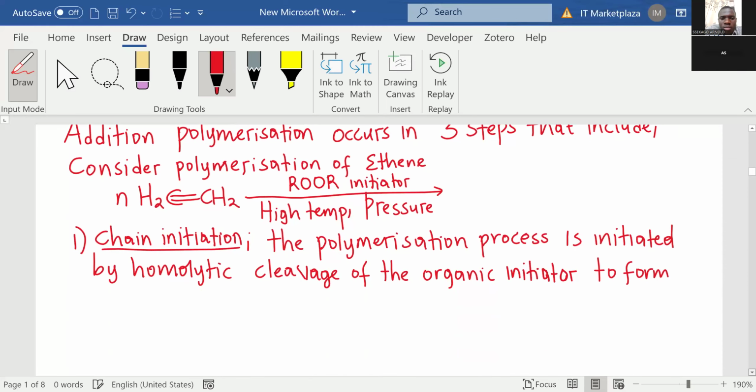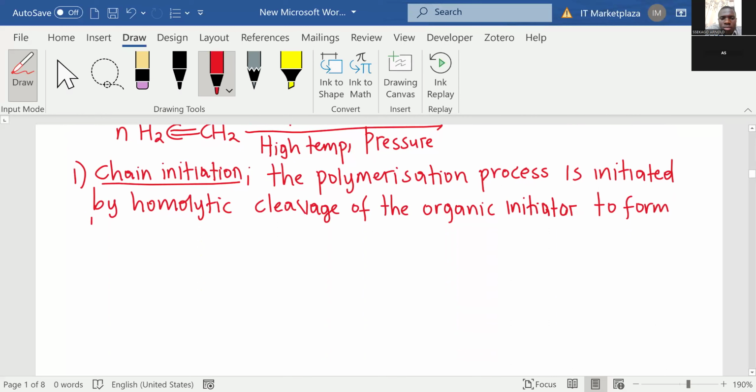So homolytic cleavage results in formation of highly reactive radicals. So there is this term homolytic cleavage.